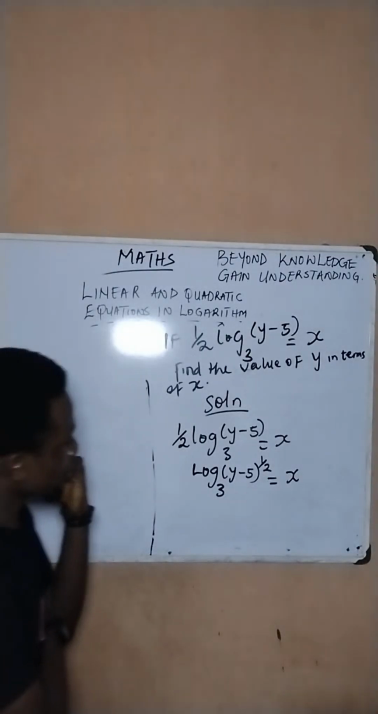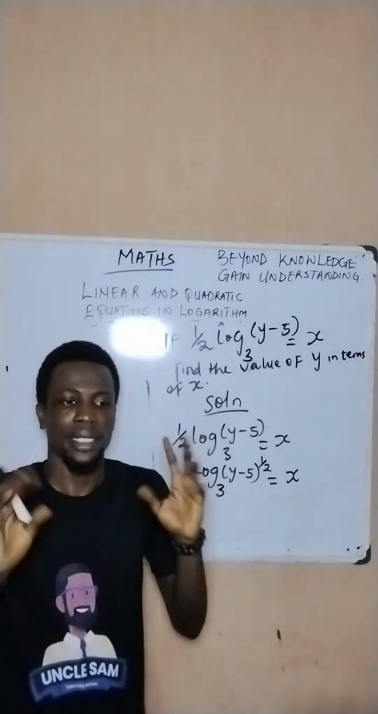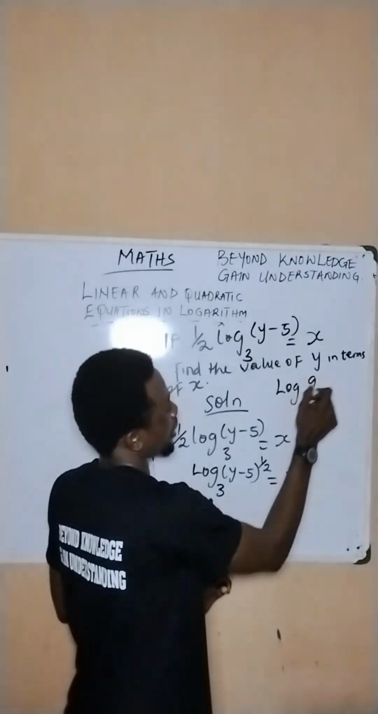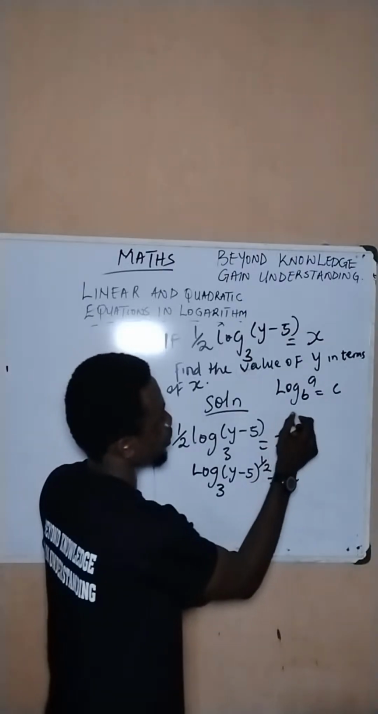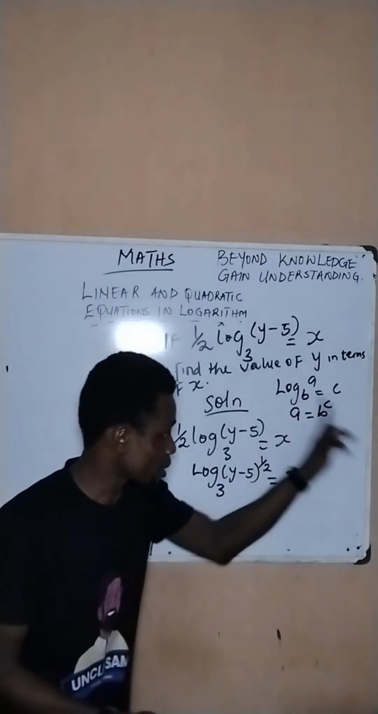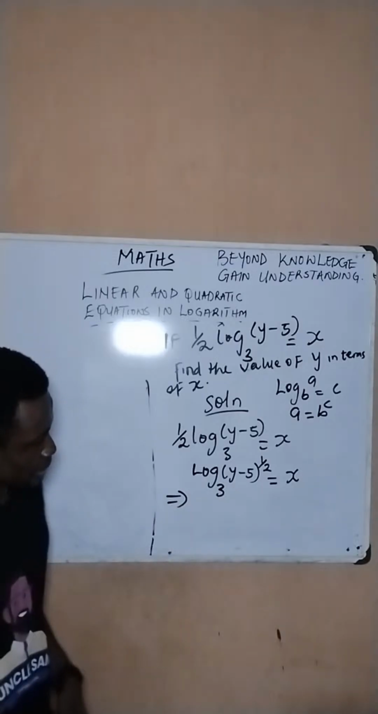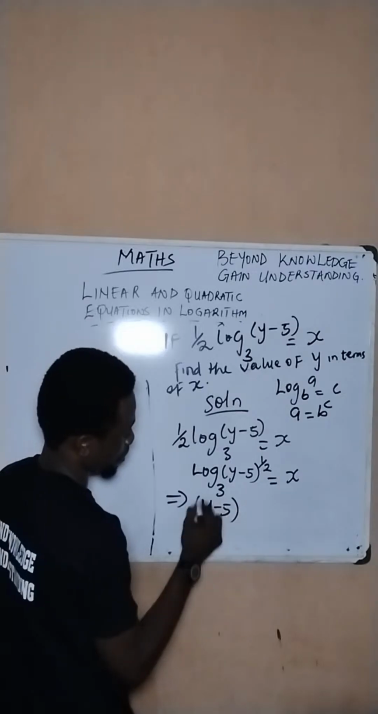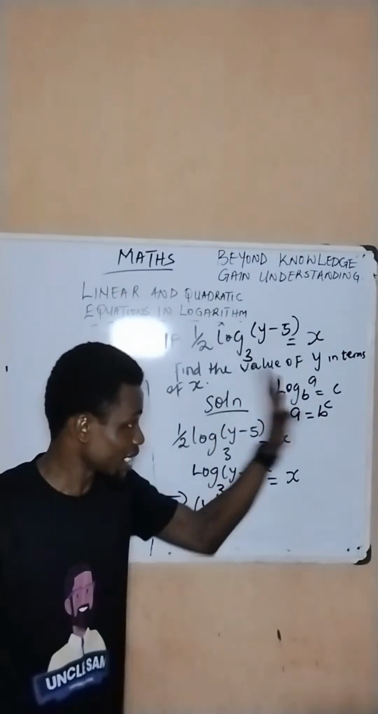Now, this is giving us something very interesting because it's looking like the general form of logarithm, where if log a to the base of b equals c, what does this mean? It simply means that a is equal to b raised to the power of c. So this is the thing that we need to do to be able to find our y. So this implies that y minus 5 raised to the power of 1/2. Yes, we're expressing it in the general form of logarithm. This is the basic idea of logarithm.